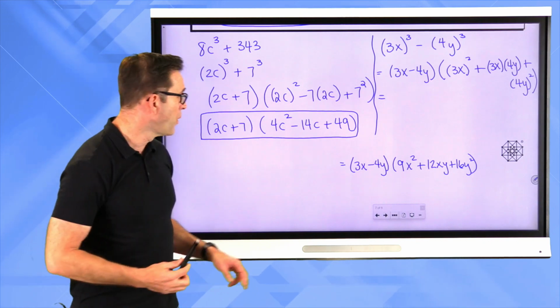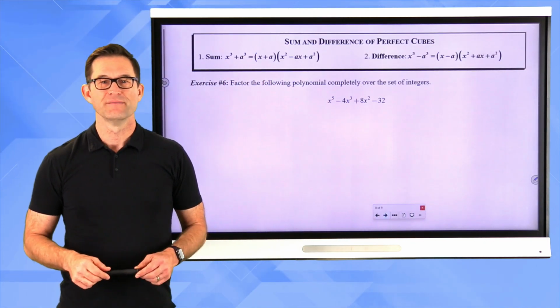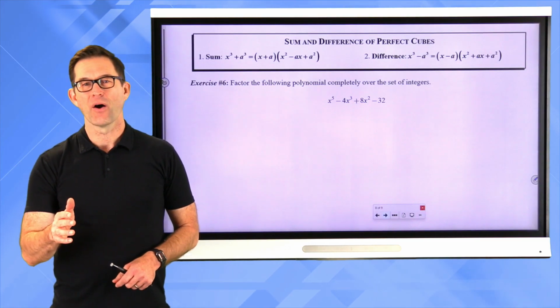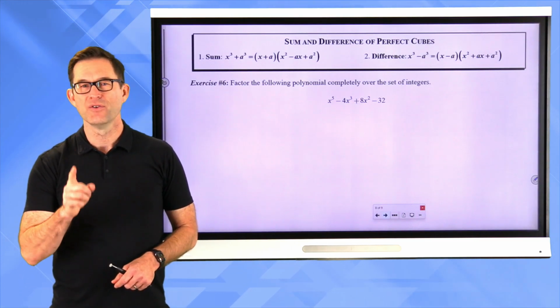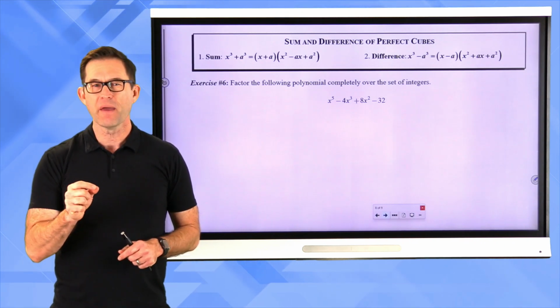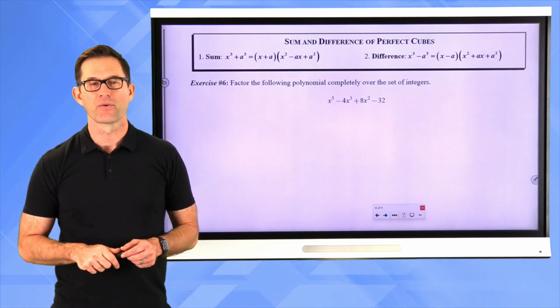Okay, let's do one last problem. Exercise number 6. Factor the following polynomial completely over the set of integers. All right, pause the video now and see what you can do on this. And again, it's got 4 terms, so that should immediately make you think, perhaps I should start by using factoring by grouping.